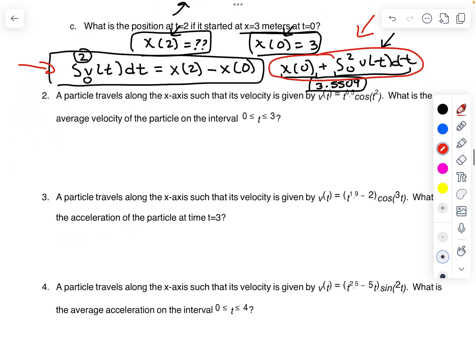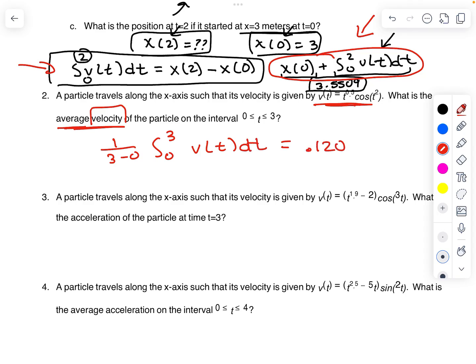Okay, next one. It says a particle travels along the x-axis. Again, we are given the velocity function. Average velocity. Again, anytime you see that word average, you're thinking that 1 over b minus a integral of f of x. Whatever it is asking you to take the average of, that's what you're going to integrate. So here, I'm going to go from 3 to 0, and I'm going to integrate the velocity function, and I could just use v of t since it was defined. Just use your calculator to do all of this, and you should get 0.120.